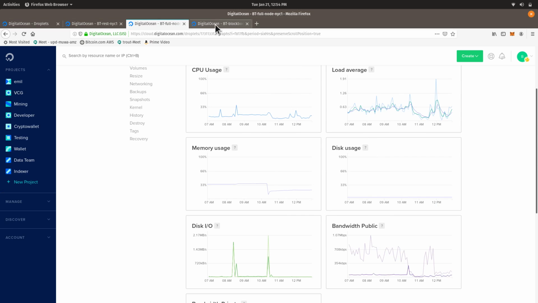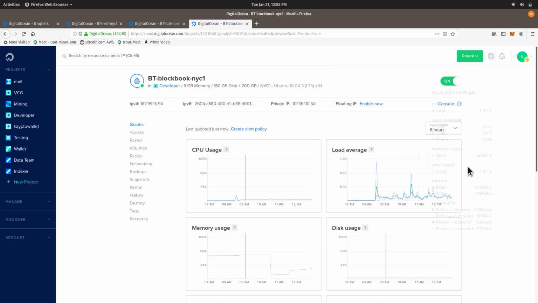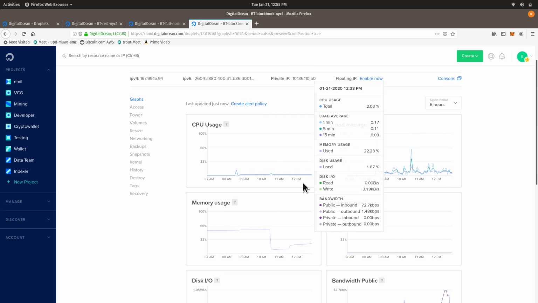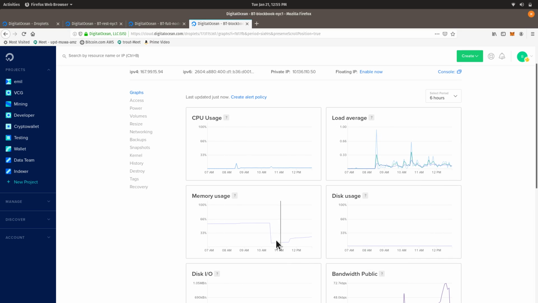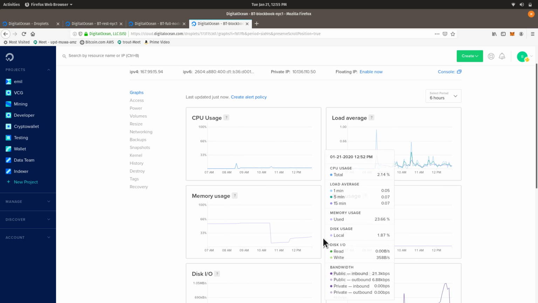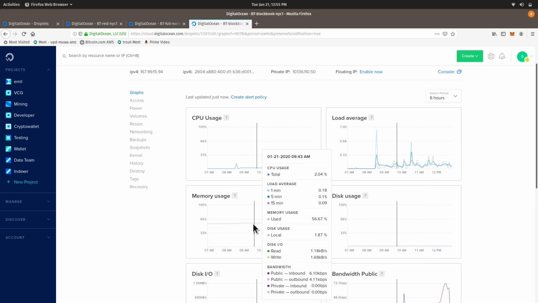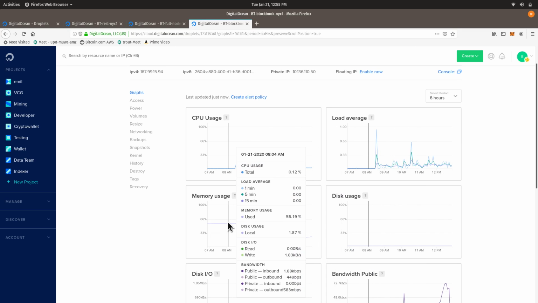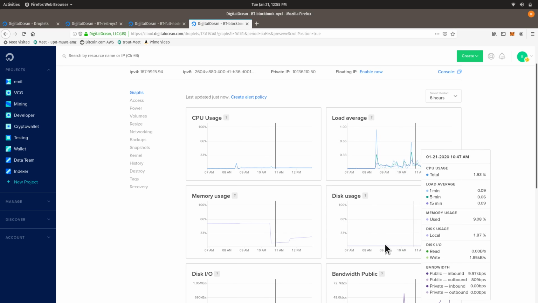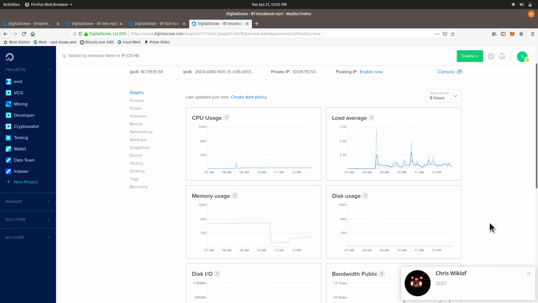Let's look at Blockbook. Again, I shut Blockbook down and then restarted it, so that's this blip in the memory profile here. This memory, 55%, is where it is normally at steady state. So this will slowly climb up.